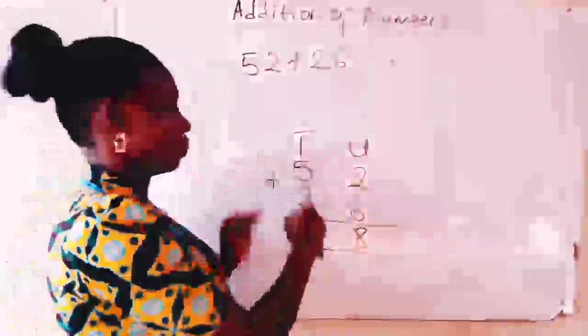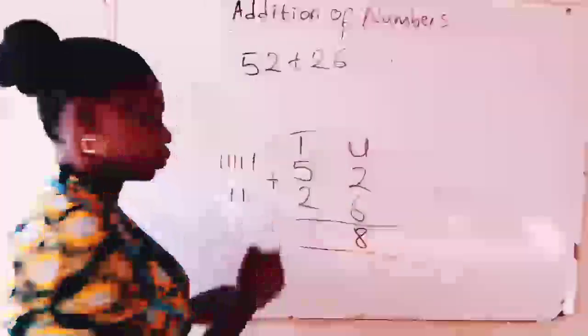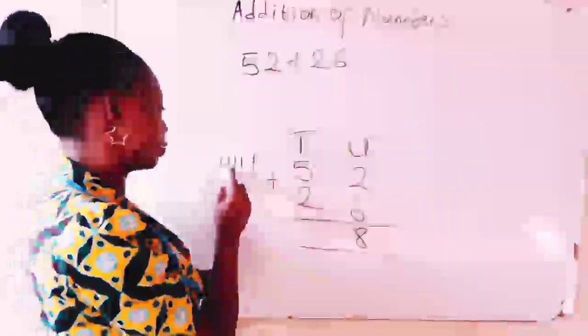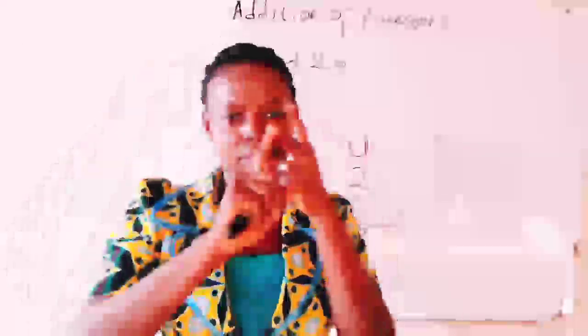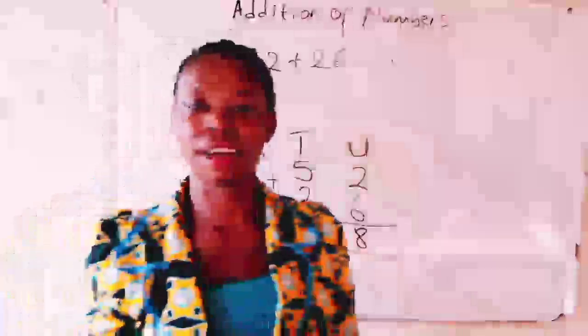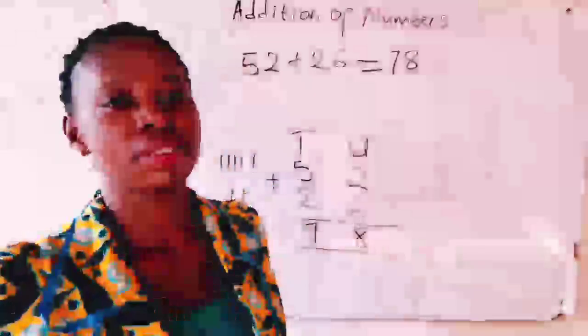Now we have 5 plus 2. You can count it out: 1, 2, 3, 4, 5, and 1, 2, and add them together: 1, 2, 3, 4, 5, 6, 7. Or you can decide to be smarter and keep 5 in your head and bring out 2 fingers: 5, 6, 7. So what's our final answer? Our final answer becomes 78. So 52 plus 26 is equal to 78.